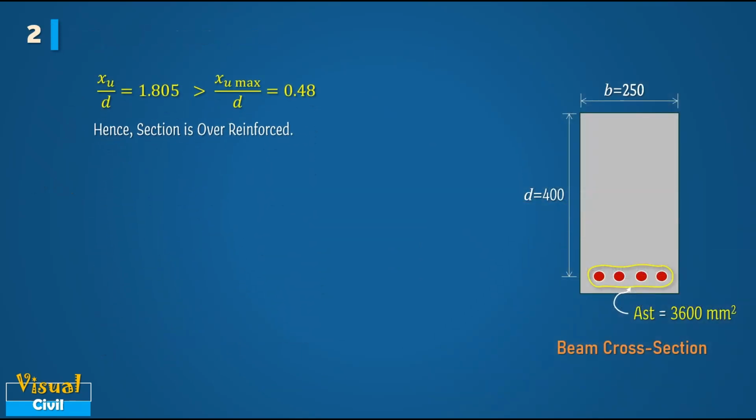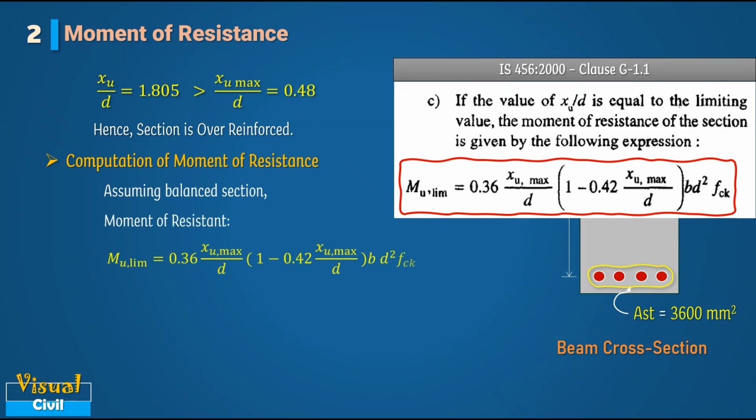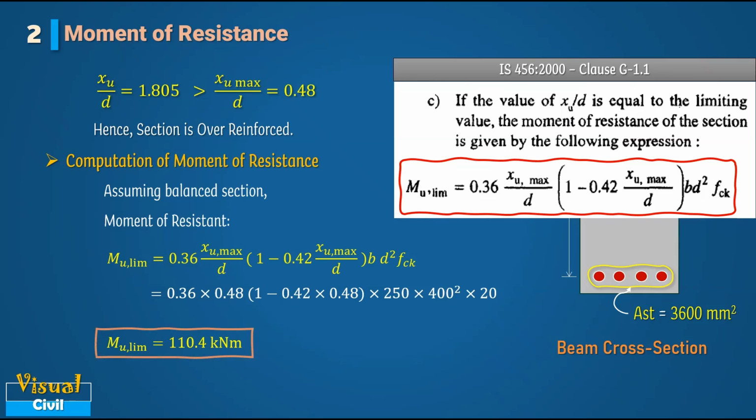As this is an over-reinforced section, the code requires us to base our calculation on a balanced section to ensure the safety. We will use the expression provided in clause G 1.1c. By substituting all the data into this limiting expression, we arrive at the ultimate flexural strength or moment of resistance, which is 110.4 kN meter. This represents the maximum capacity the beam can safely handle under these conditions.